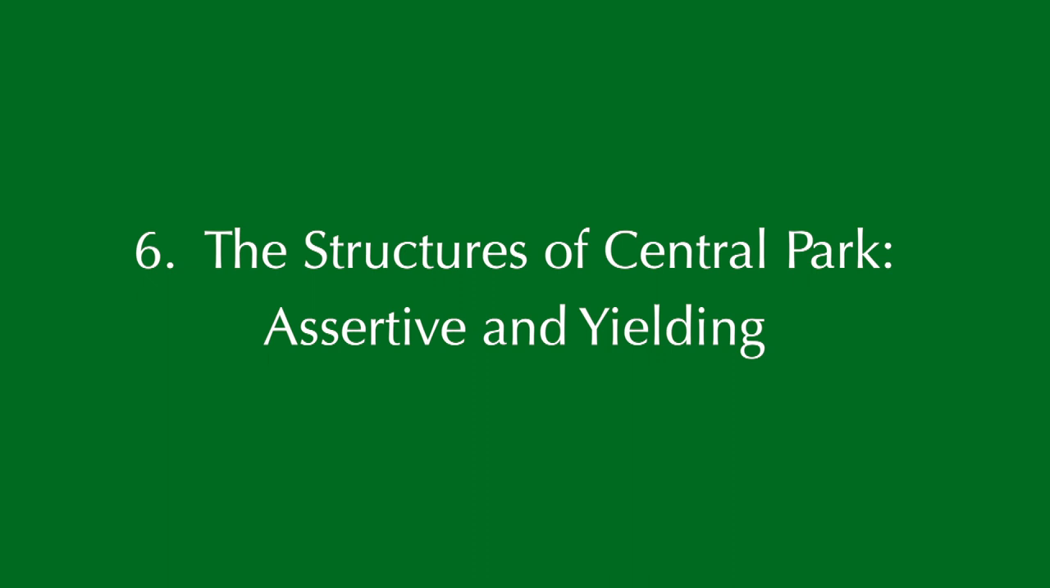6. The structures of Central Park, assertive and yielding. A common mistake people make is to feel it's weak, yielding to other people and things. That to take care of yourself, you have to be assertive, have your way. In doing so, however, we often feel mean and cold. I certainly did.